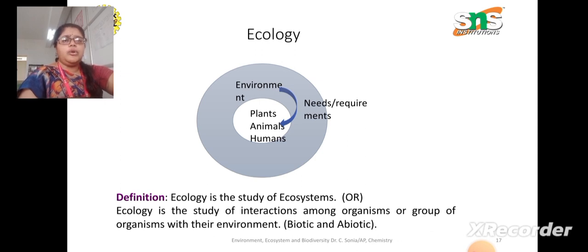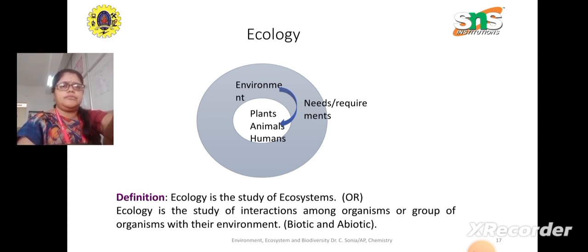So what do you know about ecology? Ecology is defined as the study of the ecosystem. That is, it's the study of interaction among the organisms that are present in the environment. They may be biotic or abiotic. Biotic are the living organisms like plants, animals, etc. And abiotic is the surroundings, that is, it comprises water, river, temperature, whatever it is.